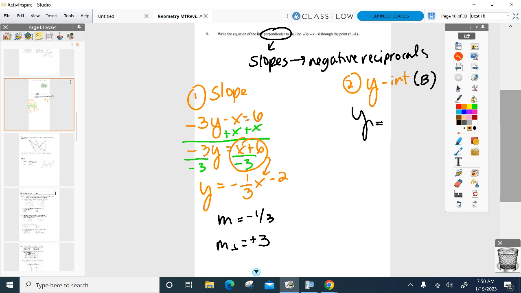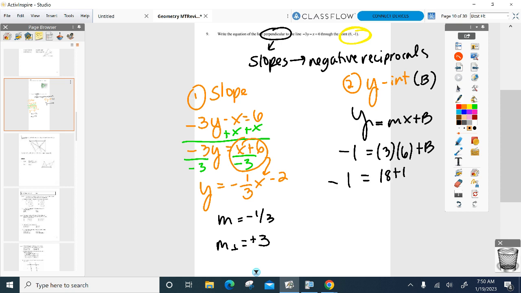Y equals mx plus b. Here's where I use this point now to plug in for x and y. What's the y coordinate? Negative 1. Which slope do I use? Negative 1/3 or 3? The perpendicular one. I use the perpendicular one, or the parallel one if it's parallel. 3, x is 6. Negative 1 equals 18 plus b. Move it over. B equals negative 19.